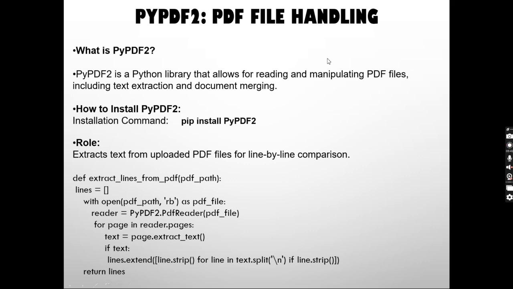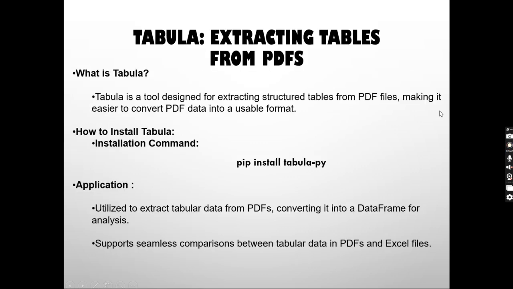Now our next tool is Tabula. Earlier we were extracting text from the PDFs. Now Tabula comes into play when dealing with structured data in PDF format. It allows us to extract tables from PDFs, convert them into data frames using pandas, and then perform comparison with Excel data. For the installation of Tabula, we have the command pip install tabula-py. We can run it in command prompt or terminal, and all the necessary packages and requirements will be satisfied.